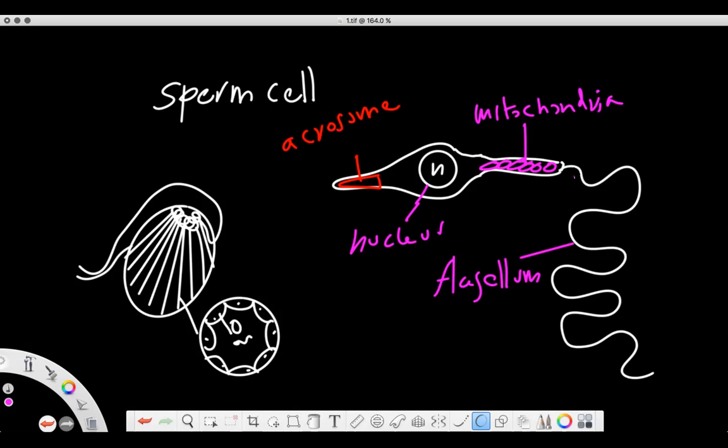Right now, if you look at this flagellum, it is important for the movement of the sperm cell. Unlike the egg cell, sperm is a motile cell, so it can move towards the egg cell. The movements are generated because of the special shape change of the flagellum. In aqueous space, this flagellum can rotate and also move. Then it helps the sperm cell move forward. And mitochondria provide the energy for the movement of the sperm cell.